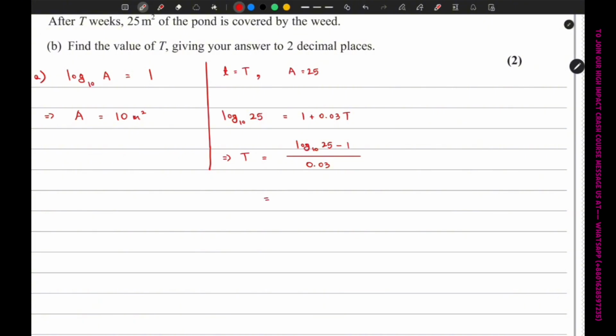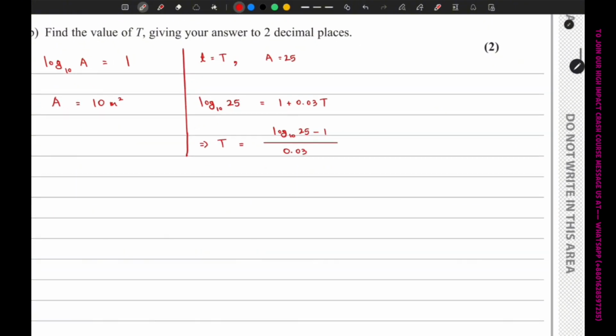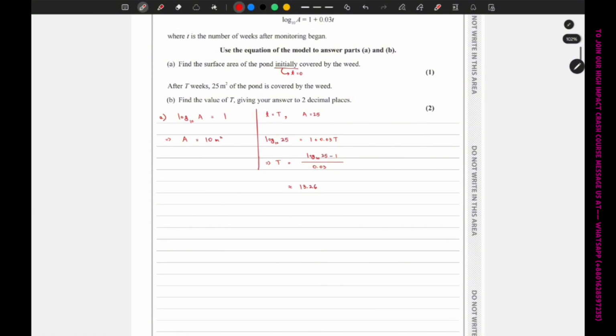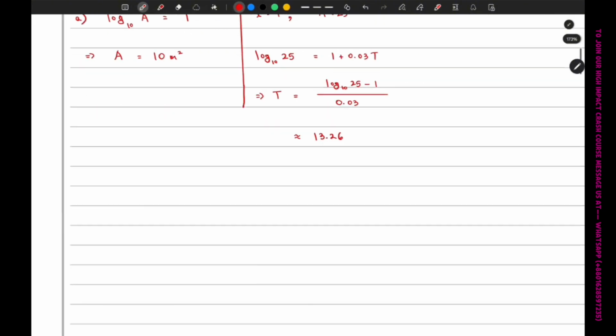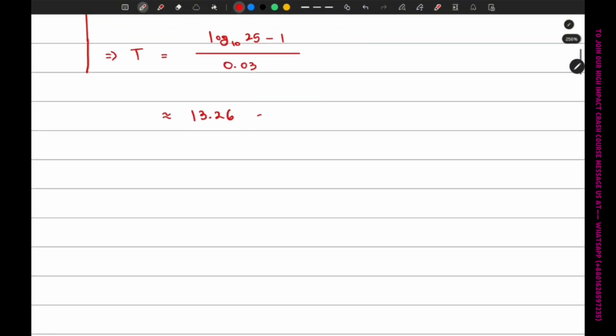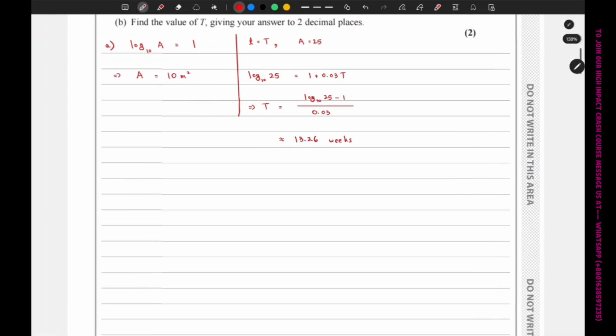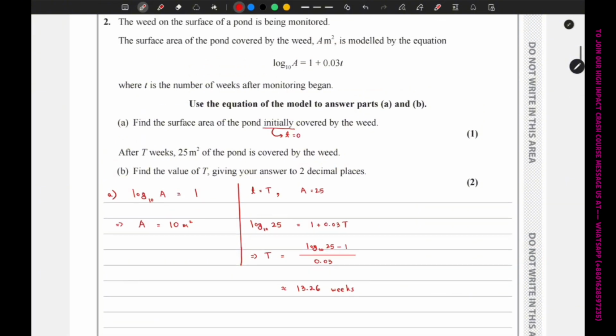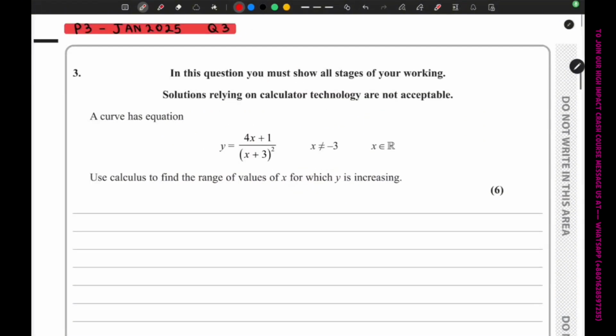So we need to give the answer to 2 decimal places. This gives us a value of 13.26. Now the value of t is the number of weeks, so it's 13.26 weeks. So that is the answer for the second question. So in the previous video we solved question 2 of the P3 January 2025 session. Now let's move on to question 3.